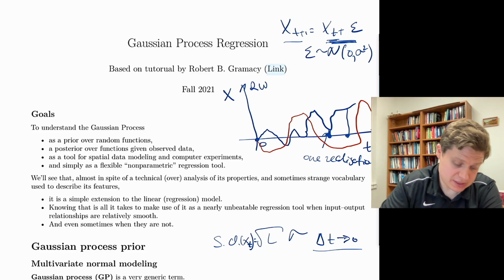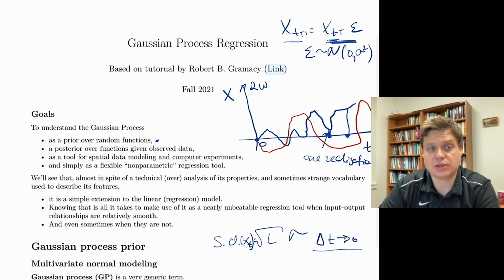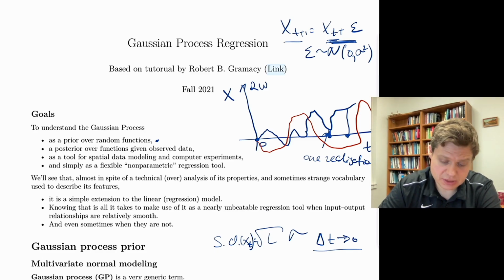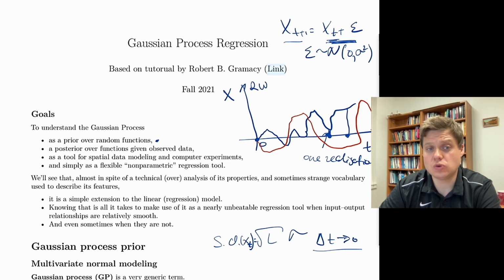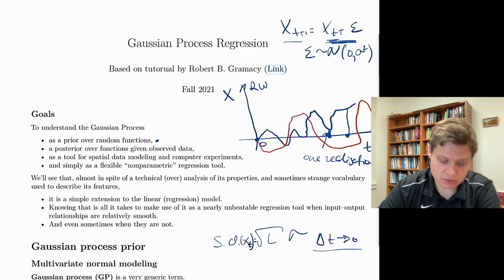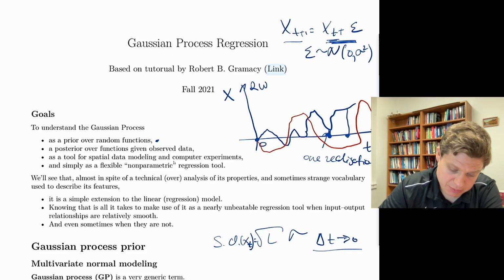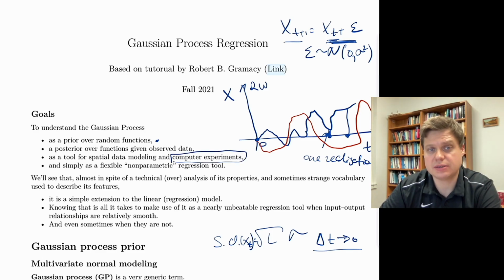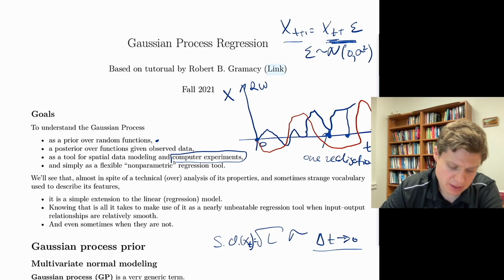So to understand the Gaussian process, it's a prior over random functions, and you can calculate the posterior given the data, and you can use it for spatial analysis. You can use it for computational experiments, and that's probably the two most successful applications of Gaussian process. So computational experiments: modeling computer codes, modeling physics simulators, modeling agent-based simulators, and analyzing spatial data.